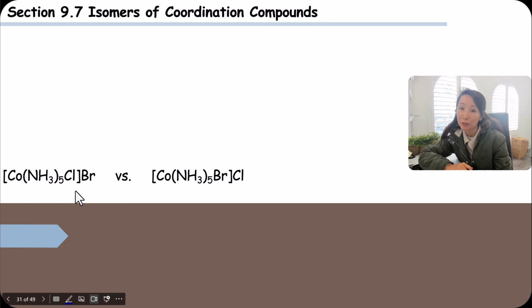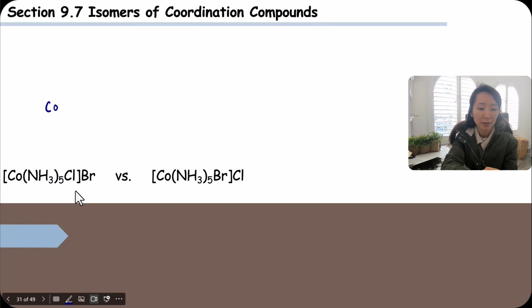So if I were to draw the structure, I will have cobalt in the middle, and I have two spokes going back. The squiggly line just means that it's going back of the page. And this wedge line represents that it's coming in front of the page. So it's kind of sticking out.